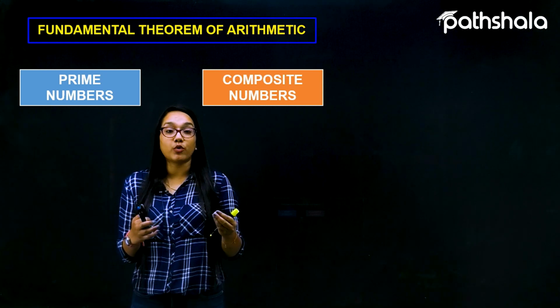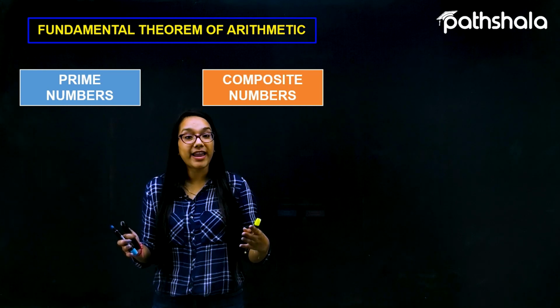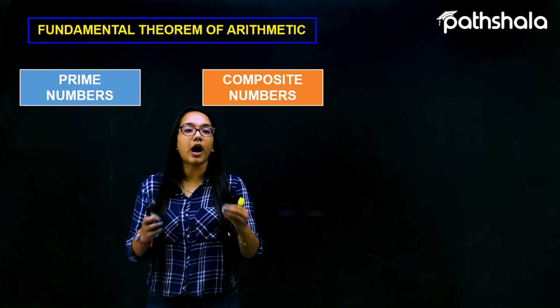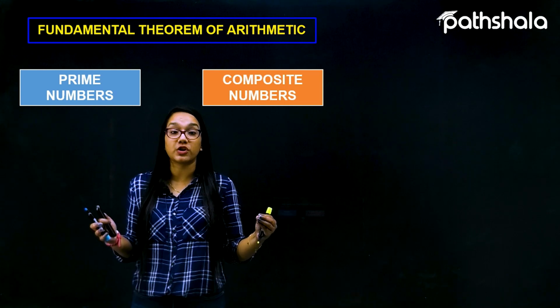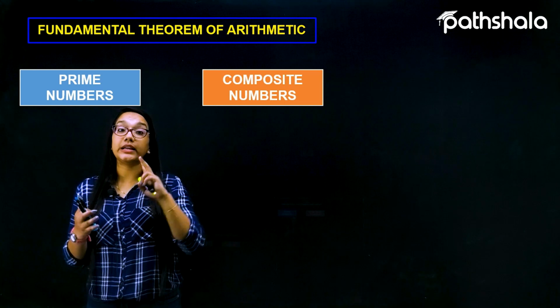Moreover, we can talk about the number 2. It is again a prime number. The number 3, the number 5, the number 7, they all are prime numbers, because they have only two factors, 1 and itself.